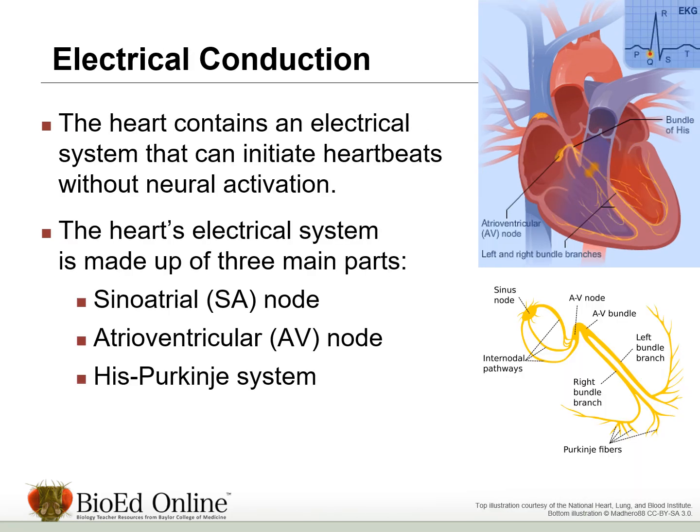And then electrical conduction. The heart contains an electrical system that can initiate heartbeats without neural activation, which is super important, right? The heart's electrical system is made up of three main parts: the sinoatrial node, the atrioventricular node, and the His-Purkinje system, right? Those allow it to have electrical conduction.